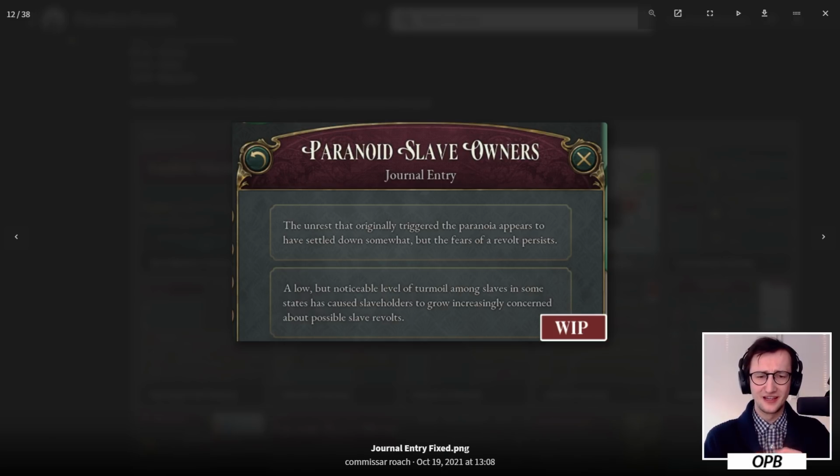Now, this one is an interesting one. Paranoid slave owners. That's a journal entry. The unrest that originally triggered the paranoia appears to have settled down somewhat, but the fears of a revolt persist. And then later on, so this is like Twitter. Basically, on the bottom is what came first, and what's up there is the newest news. A low but noticeable level of turmoil among slaves in some states has caused slaveholders to grow increasingly concerned about possible slave revolts. There you go.